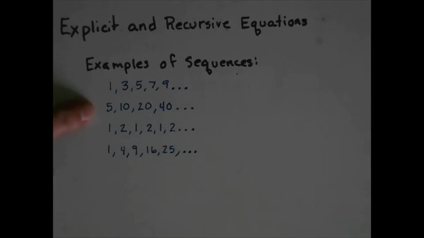This next one, we go 5, then 10, then 20, then 40. So obviously we are multiplying to get from term to term here. This one, 1, 2, 1, 2, 1, 2, 1, 2. Pattern's pretty clear here. 1, 4, 9, 16, 25. So those are perfect squares. So here you're not multiplying or adding to get from term to term, but there's a definite pattern there.